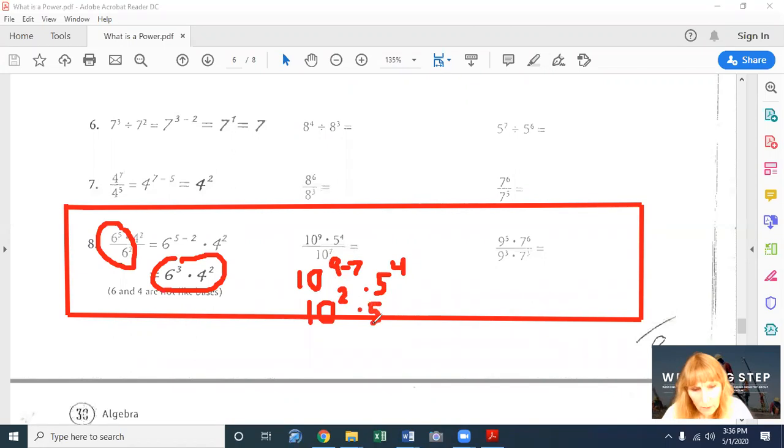And we don't have to actually calculate out what the value of that would be. We just have to simplify it. So we could. 10 times 10 is 100, and then 5 times 5 times 5 times 5, whatever that comes to. So next one, we have to look for similar bases.